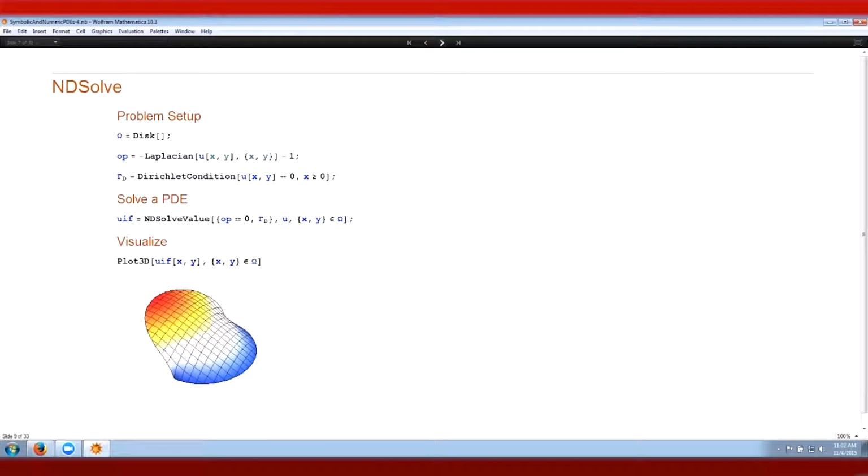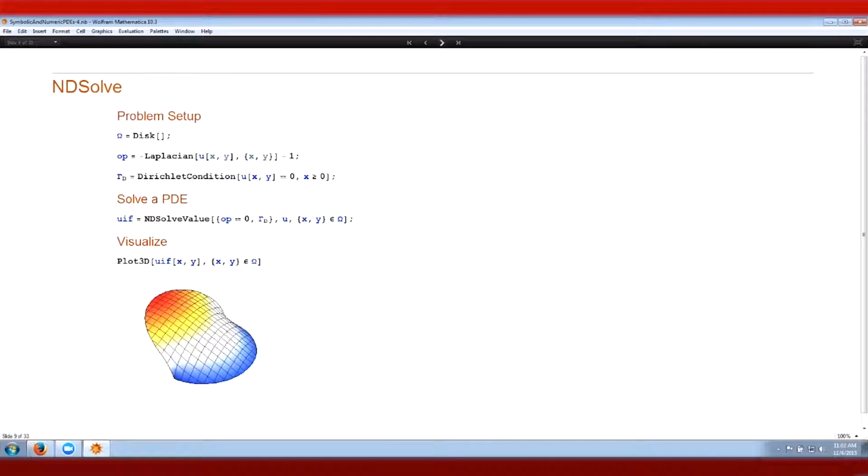Here's a second example. The region we'd like to solve the PDE over is a disk, omega. The operator is the negative Laplacian minus 1, and we specify a Dirichlet boundary condition that says that the dependent variable u is supposed to be 0 for all values of the region where x is larger than 0. Again, we call NDSolveValue, set the PDE operator to 0, give the Dirichlet boundary condition as an argument, u is a dependent variable, and x and y are elements of omega, which is the disk in this case.